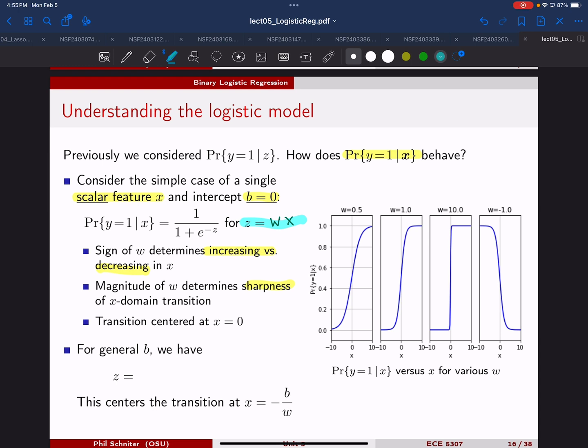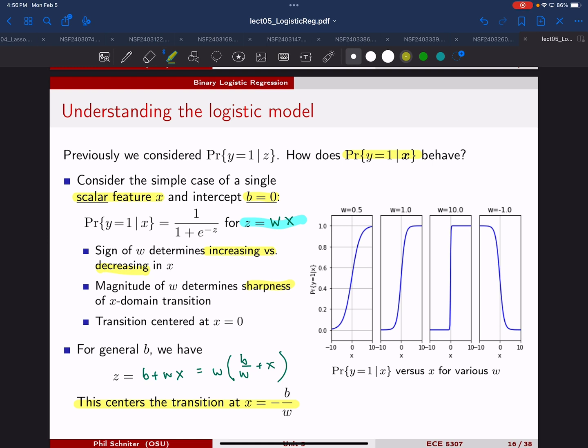All right. So now let's bring in b. Until now we've set b to 0. For general b, the easiest way to see what's happening, remember we have z is b plus w times x, is to pull the w out, and then inside we have b over w plus x. Now you can see that the role of this term, b over w, is what's going to shift the transition point. I have to make x equal to minus b over w to get z equals 0. So the transition, instead of being centered at x equals 0, is now centered at x equals minus b over w. So it shifts the curve left or right by minus b over w.